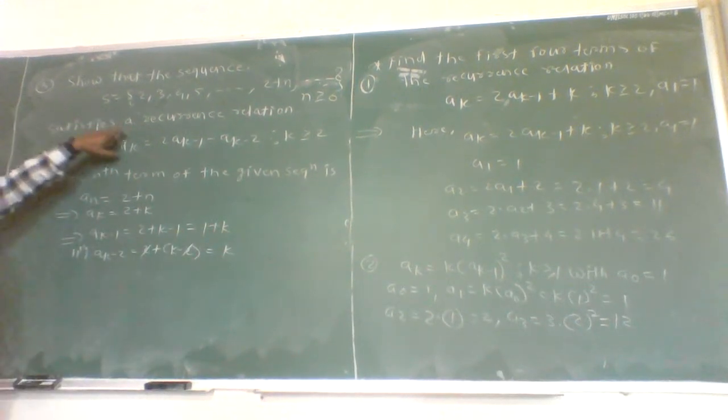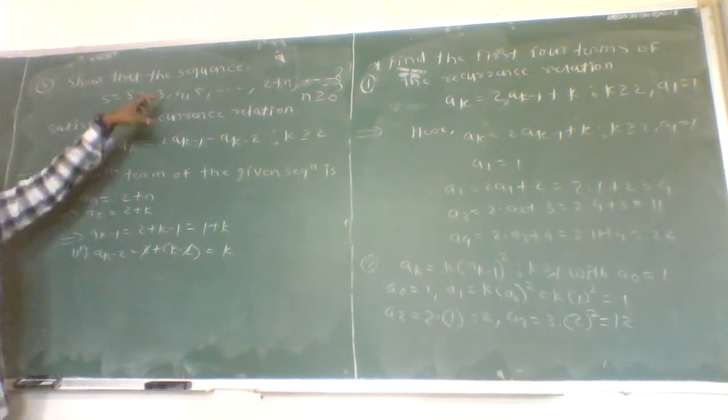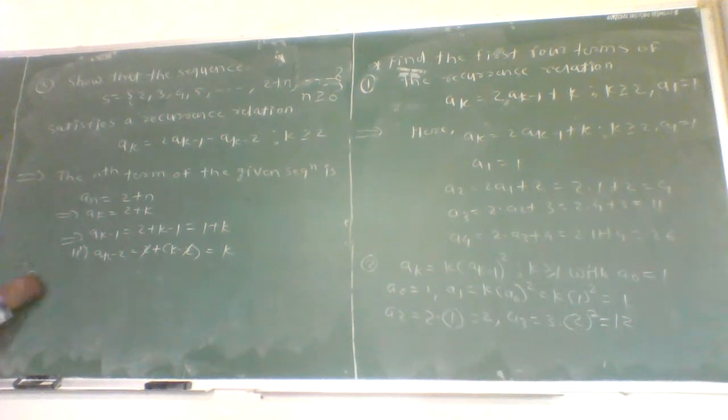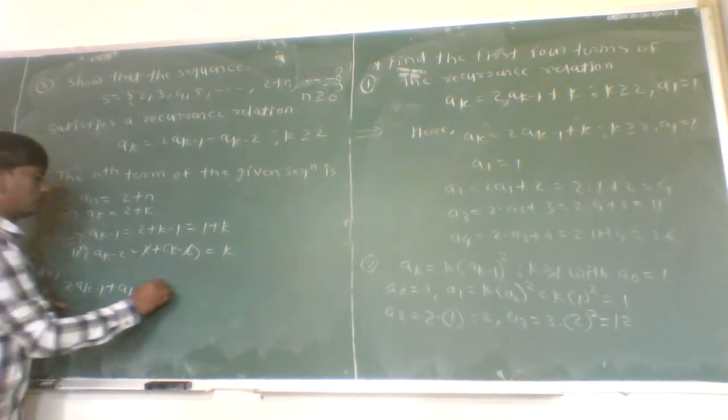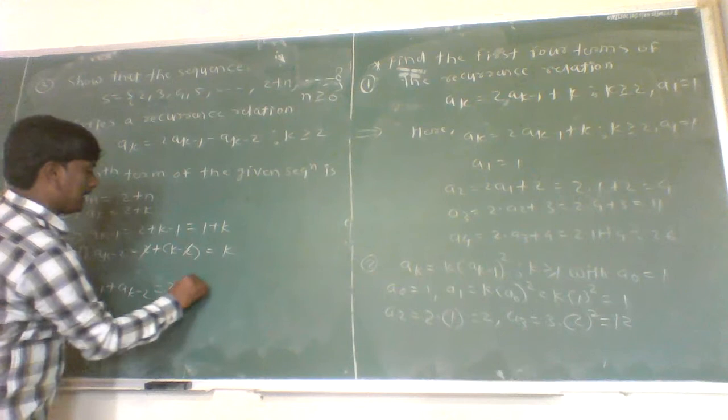So now we have to show that this one is the recurrence relation for the given sequence. Therefore, consider 2 times ak minus 1 minus ak minus 2, which is equal to 2 into 1 plus k.